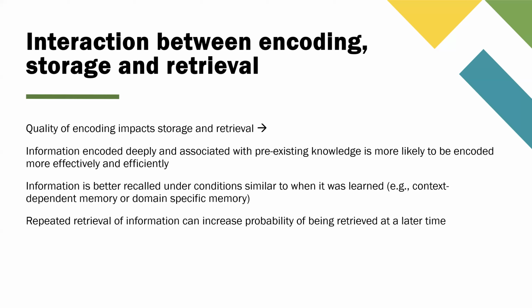Information is also better recalled under conditions that are similar to when it was learned. So for example, context-dependent memory or domain-specific memory. I think about maybe like a student in the classroom that's going over all of their spelling words or something like that. And then mom is asking the kid to recall the spelling words in the car when they're driving home or driving to hockey practice. Well, that retrieval part of the process might be a lot harder because it's kind of out of context. It's not in the environment that those words were initially learned.